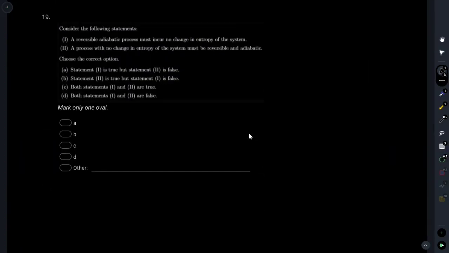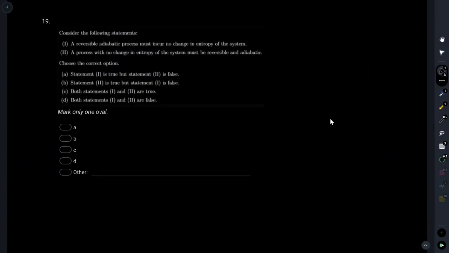Moving further. Sorry. So let us read the question. Consider the following statements. Statement 1: a reversible adiabatic process must incur no change in entropy of the system. It is true, because if we are talking about a reversible adiabatic process, there is no change of entropy, and we can call this the isentropic process, right? So statement 1 is correct.